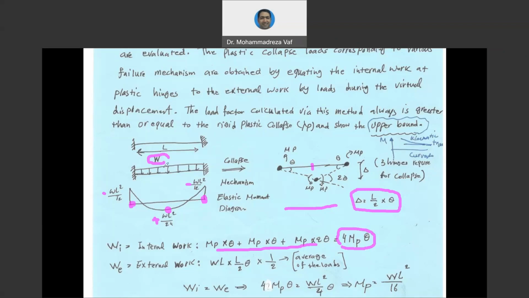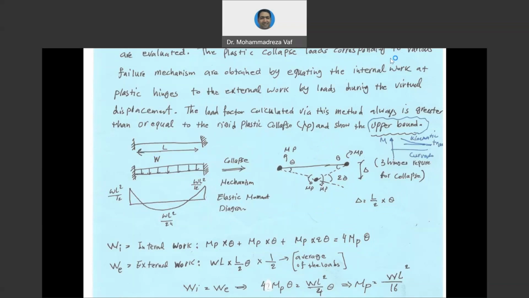Now for external work, if the load was a point load, we could always say P multiplied by delta is the external work. But right now, we have a uniform load, and it is not similar to the point load that we saw in the previous slide. So when you have a uniform load, basically what you need to do is to calculate the average value of the force that has been applied to your beam.